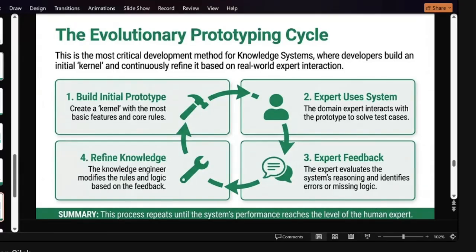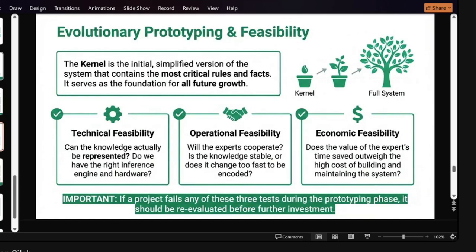The next slide. Evolutionary prototyping and feasibility. The kernel is the initial simplified version of the system that contains the most critical rules and facts. It serves as the foundation for all future growth.